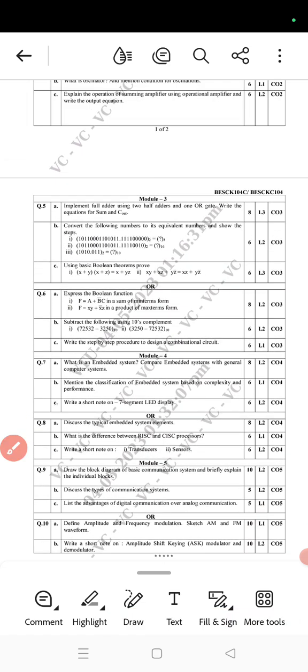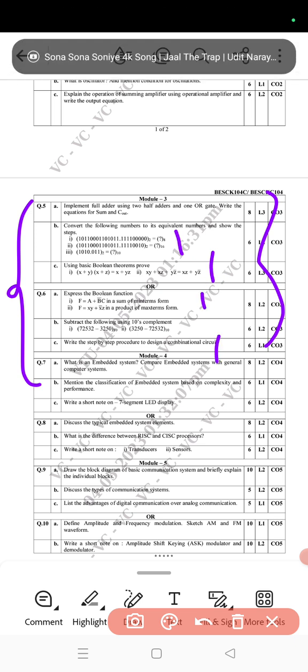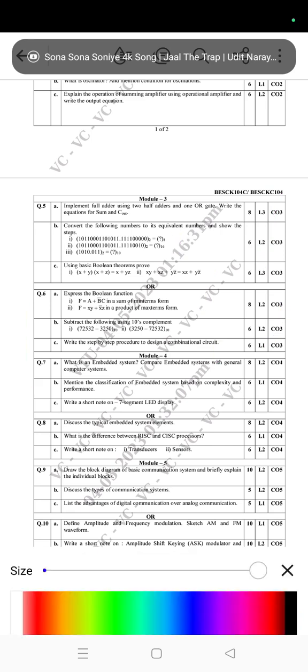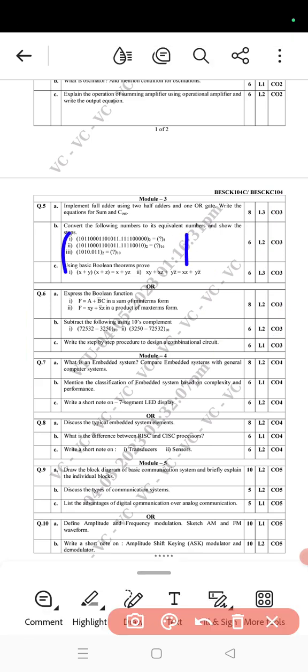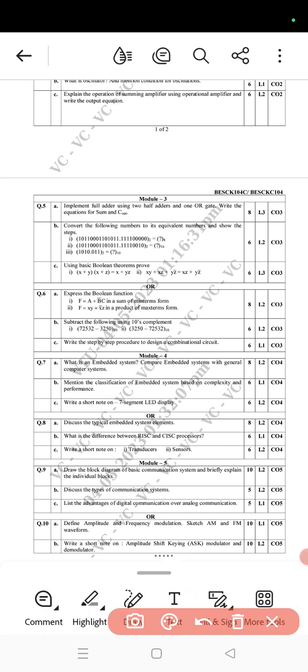So go for Model number 3, questions 5 and 6. This is the model which will trouble you. It will look very easy, but in the examination many students make mistakes doing the conversions. It is the easiest model, but students get confused or are unable to solve it. From this I will give only one question, that is full adder using 2 half adders and an OR gate. The full adder question is very important in Model number 3.